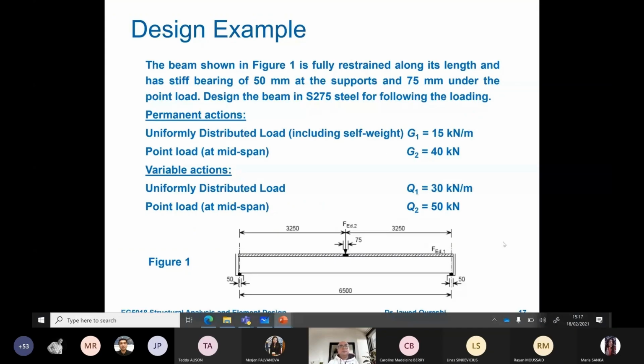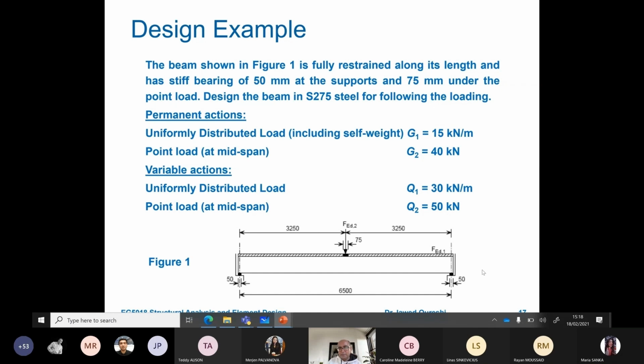In this example, the beam shown in figure 1 is fully restrained along its length and has a stiff bearing of 50 mm at the supports and 75 mm under point load. S275 steel for following loading. We have permanent actions on this beam. We have uniformly distributed load 15 kN per meter and we have a point load 3 kN. We have a variable action Q1 30 kN per meter and we have point load 50 kN.